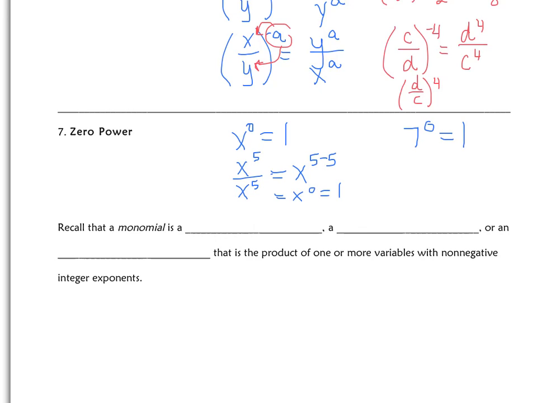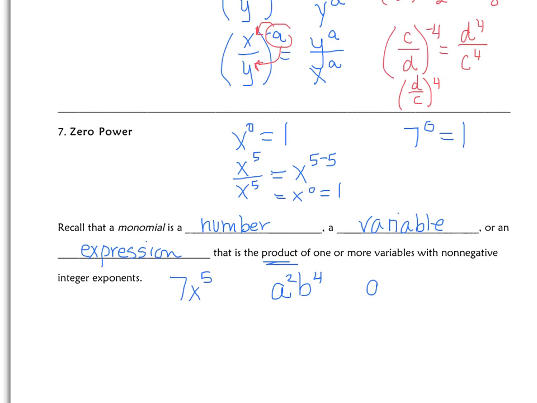Okay? Now, recall that a monomial is a number or a variable or an expression that is the product, so things being multiplied, of one or more variables with non-negative integer exponents. And it should actually be one or more variables and or coefficients. So something like 7x to the 5th, that's a monomial. Something like a squared b to the 4th, that's a monomial.